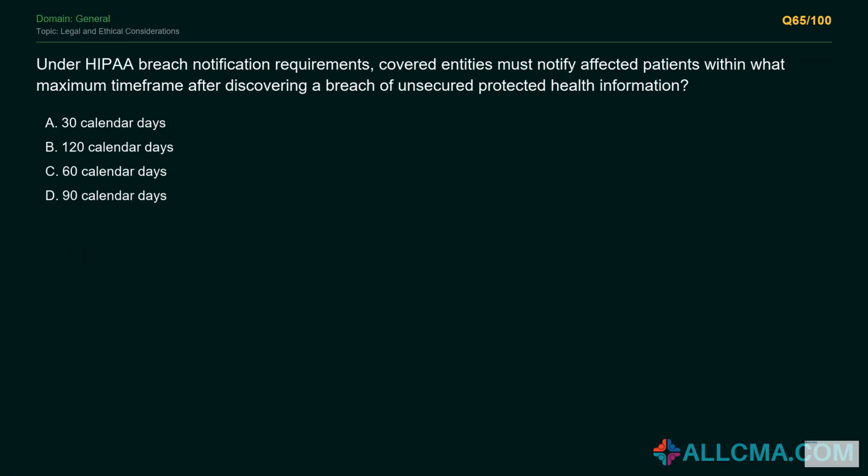Question 65. Under HIPAA breach notification requirements, covered entities must notify affected patients within what maximum time frame after discovering a breach of unsecured protected health information? Option A, 30 calendar days. Option B, 120 calendar days. Option C, 60 calendar days. Option D, 90 calendar days.